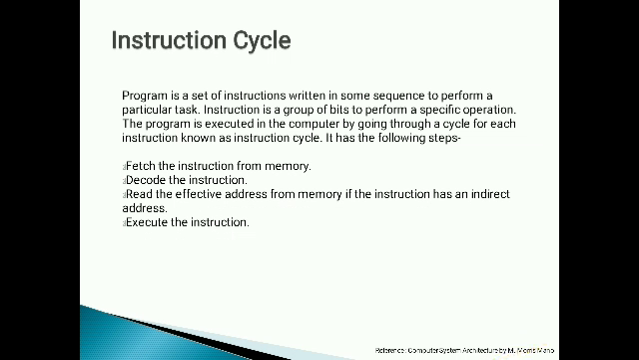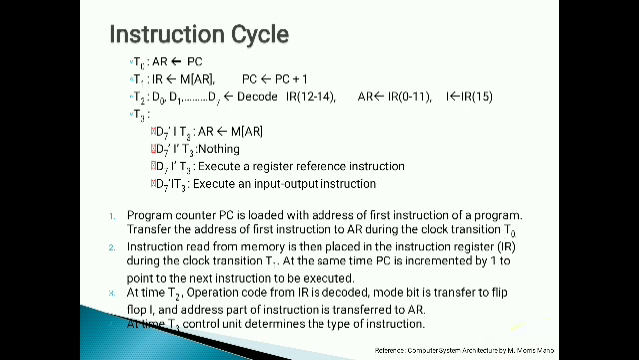What is instruction cycle? Instruction cycle means how the computer will execute a particular instruction. What are the different steps followed by the computer to execute a particular instruction? First one is fetch the instruction from memory, then decode that instruction. After decoding, read the effective address of the memory, then read the operand value from the memory, and finally execute the instruction. Now the steps are here.